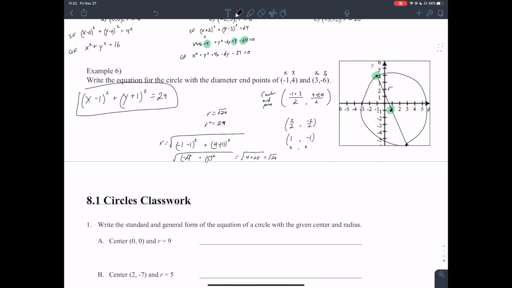And this is my standard form. I'm not going to do the general form, but you just have to FOIL everything out and combine like terms like we did before. And there we go, ladies and gentlemen.